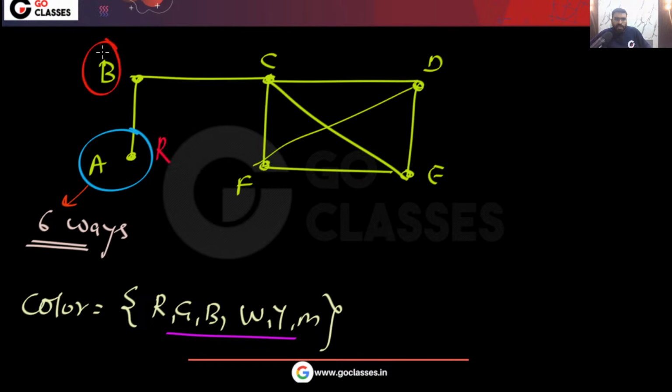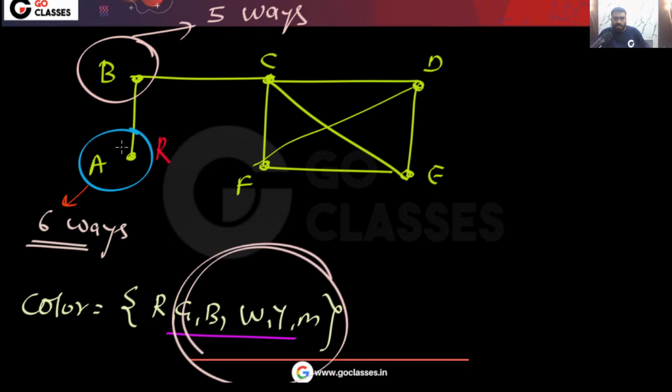Now tell me, for vertex B, how many choices are there? Can I use red color for B? I cannot use red color. So there are 5 ways, because I cannot use red for vertex B. I have to use one of the remaining colors: G, B, W, Y, M. So let me use the green color here.